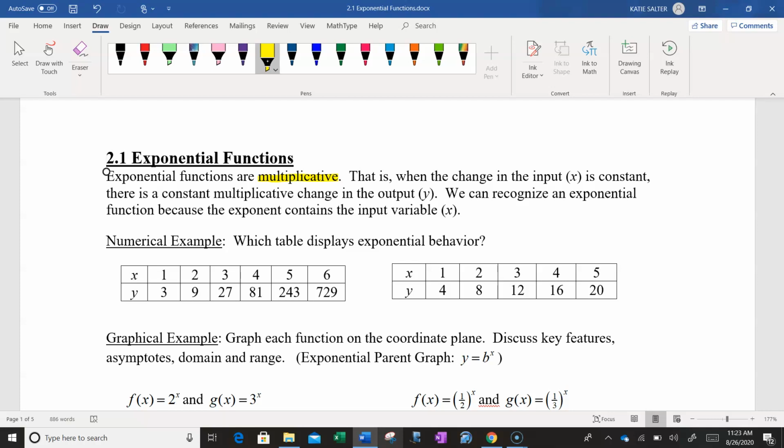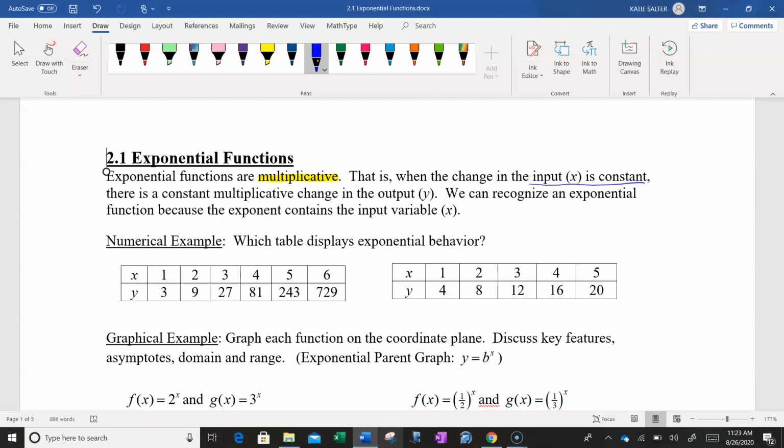We can recognize an exponential function because the exponent contains the input variable x. All right, so let's look at a numerical example. If we look at this first example, the x values are increasing by 1, and also in this second example, the x values are increasing by 1. So that's what we mean by the input being constant. It's the output where we see the behavior.